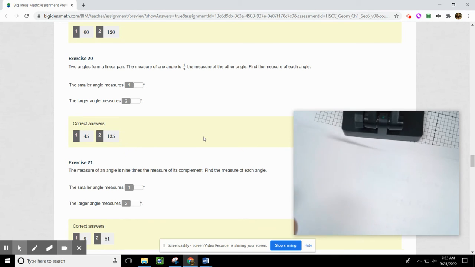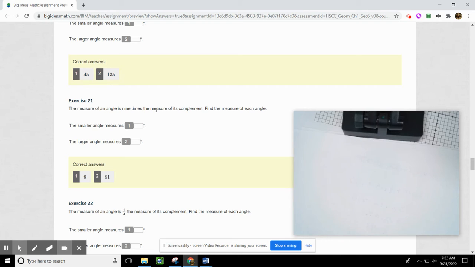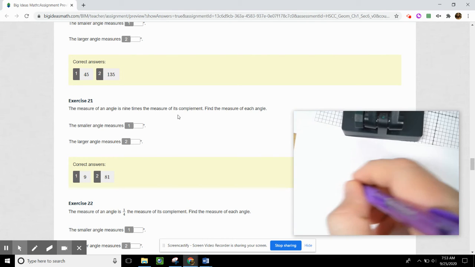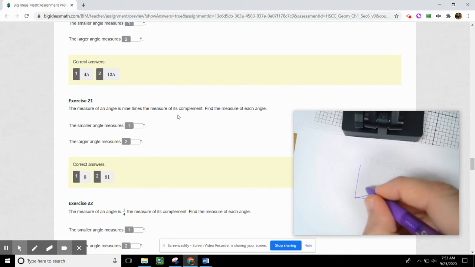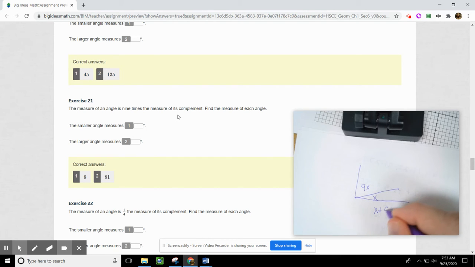Number 21. The measure of an angle is 9 times the measure of its complement. Find the measure of each angle. So complement means that we need to draw a right angle. And since we're talking about complements, and one of them is much, much bigger, so x and 9x. So x plus 9x equals 90 since it forms a right angle, since it's complementary. So 10x equals 90.